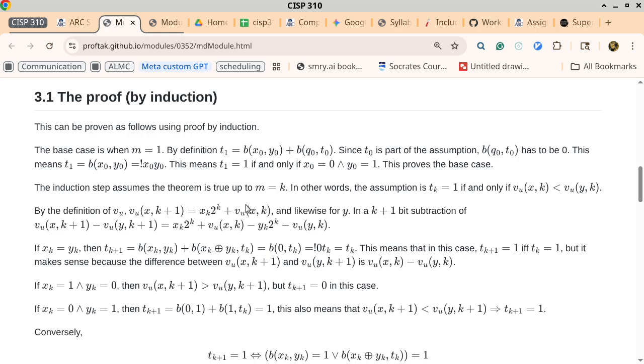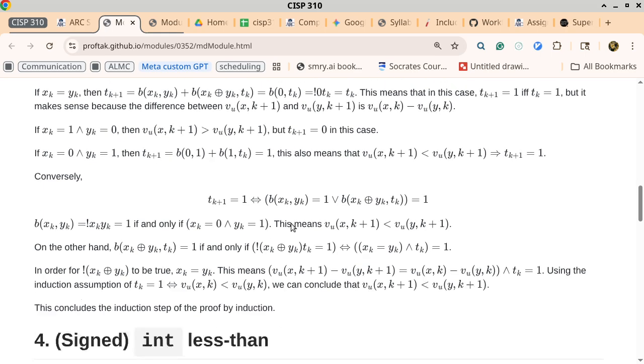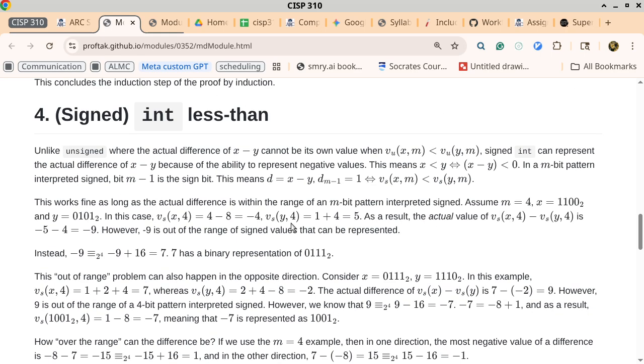And this is the rigorous proof of why T of M is an indicator of whether the unsigned value of X is less than the unsigned value of Y. Why the T of M itself is already sufficient to tell us whether X is less than Y. Now, will I test you on the proof? The answer is no. So for the most part, if this part here does not appeal to you, you don't have to read it. So that means we can skip a bunch of stuff here and go all the way to signed less than.